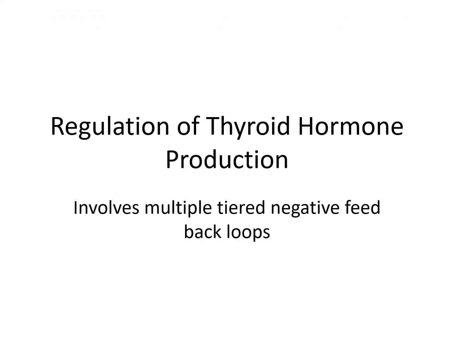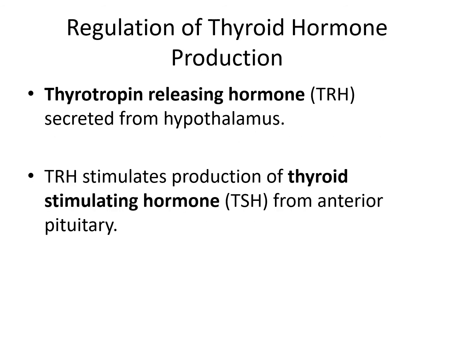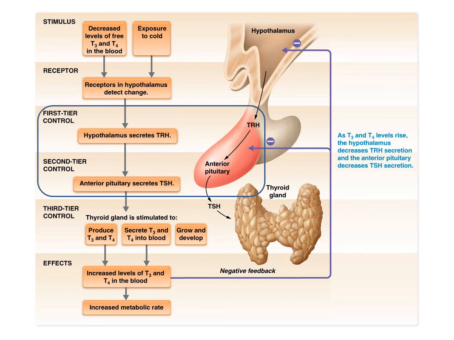Just like the other hormones we mentioned before, it's regulated by a multi-tiered negative feedback loop. Thyrotropin-releasing hormone is secreted from the hypothalamus, and it stimulates production of thyroid-stimulating hormone from the anterior pituitary. Once the receptors in the hypothalamus detect the change, the first tier control stimulates the hypothalamus to secrete TRH. These bind receptors in the anterior pituitary to secrete thyroid-stimulating hormone. Remember, this is your hypothalamic-pituitary connection here.